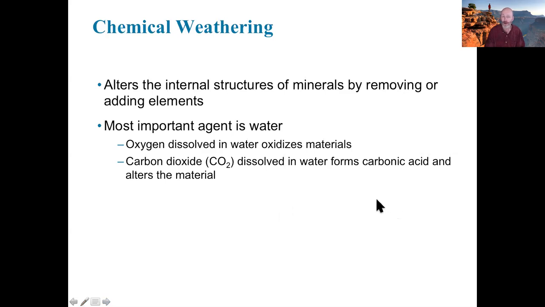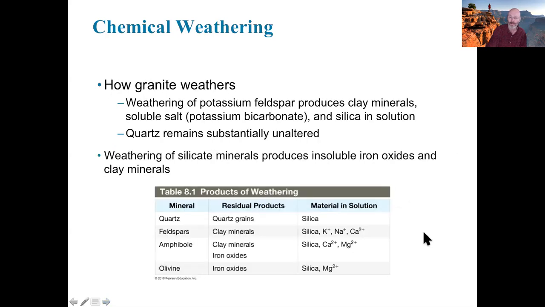The most important agent is water. Another important agent is carbon dioxide. Carbon dioxide is leached into the soil, it is leached into rocks, it is leached into various parts of our world as carbonic acid, and that can break things apart along the way. A lot of the carbon dioxide in our atmosphere gets recycled into the soil and into water.